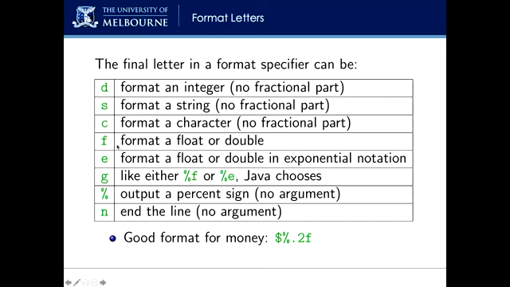Float is both a float or a double, so you can give both float or double values there. E gives the exponential notation, and G does the same. We won't be using these in this module anyway. If you want to have a percentage sign, you have to do percentage percentage, because why not?